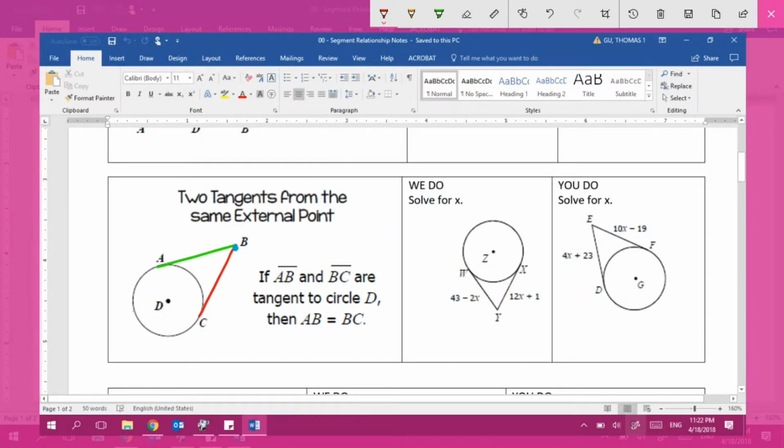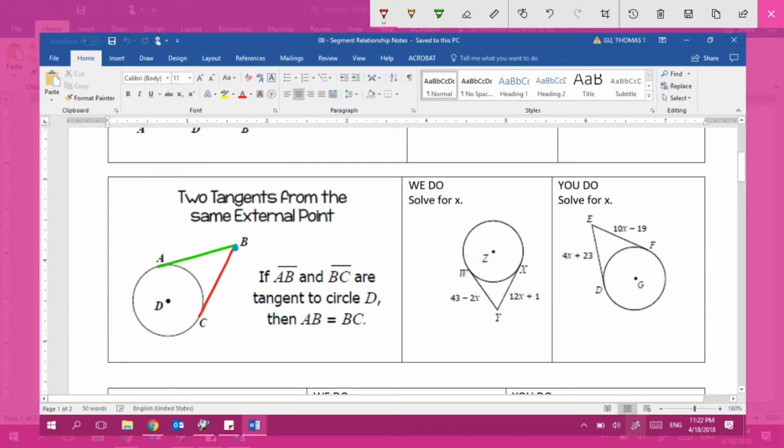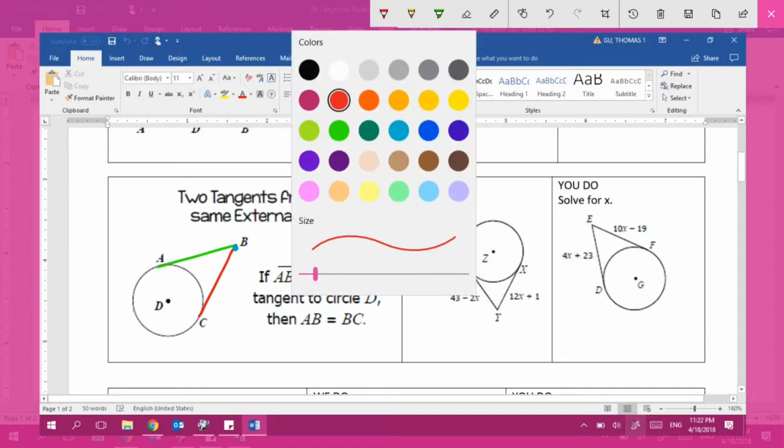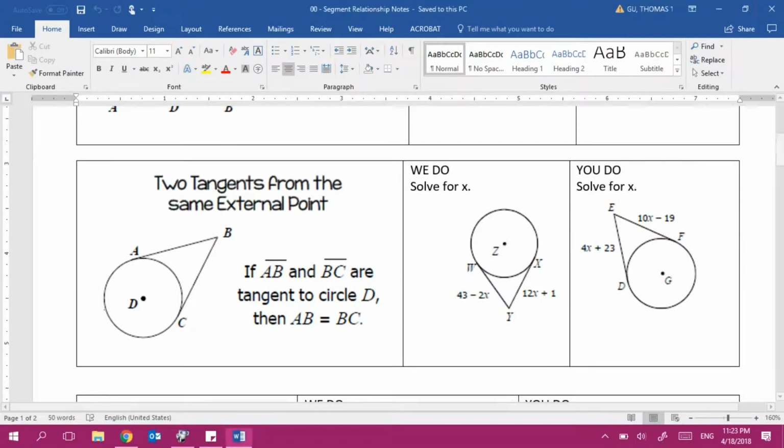Well, in that situation, where it looks like a gnome head or something, then AB and BC are exactly the same. They equal each other. The measures equal each other. So they are congruent. Bam, like that. Or at least they equal each other. So let's take a look at an example. How would we use this? Look at the we do, this first one right here.